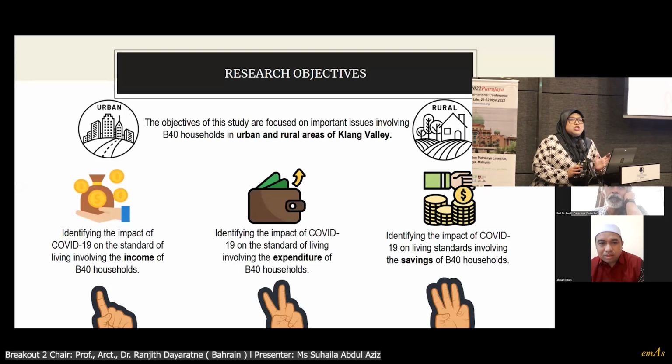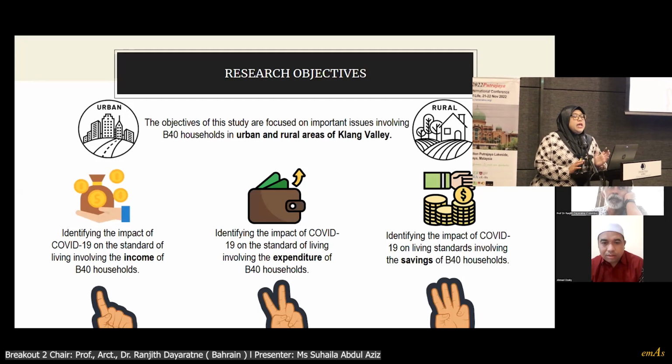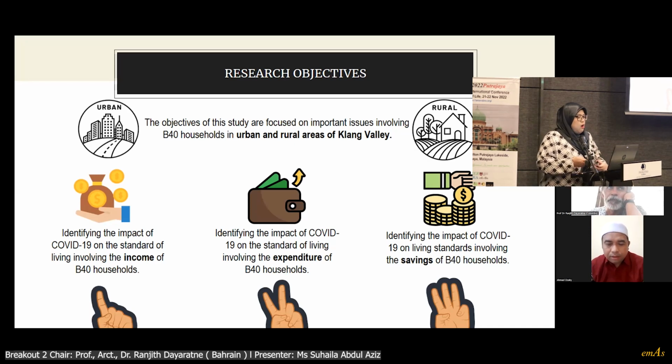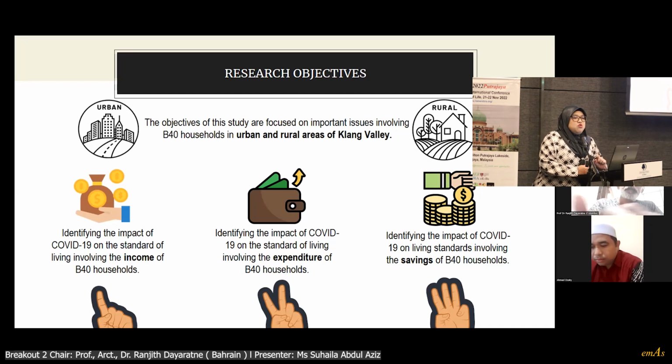So this is our research objectives. The focus of this study is on important issues involving B40 households in urban and rural areas of Klang Valley. We divide the Klang Valley itself into two parts, which are urban areas and rural areas. What are we trying to look at? We look at the impact of COVID-19 on the standard of living, involving income, expenditure, and of course the savings. These are the three things that we are trying to look at based on our research.